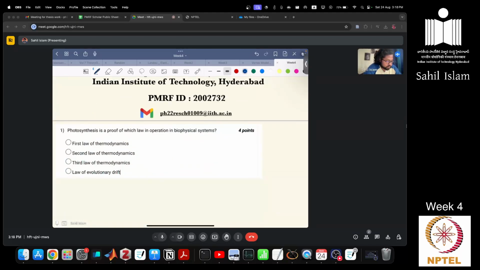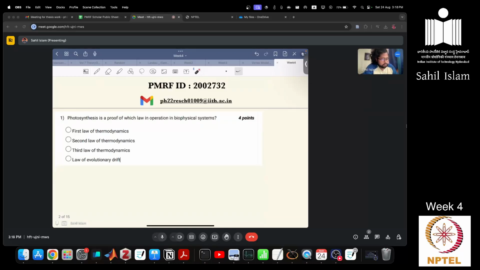So question number 1 is photosynthesis. Photosynthesis is a proof of which law in operation in biophysical system? So this one will be photosynthesis. What happens is it converts a certain kind of energy to another kind of energy.